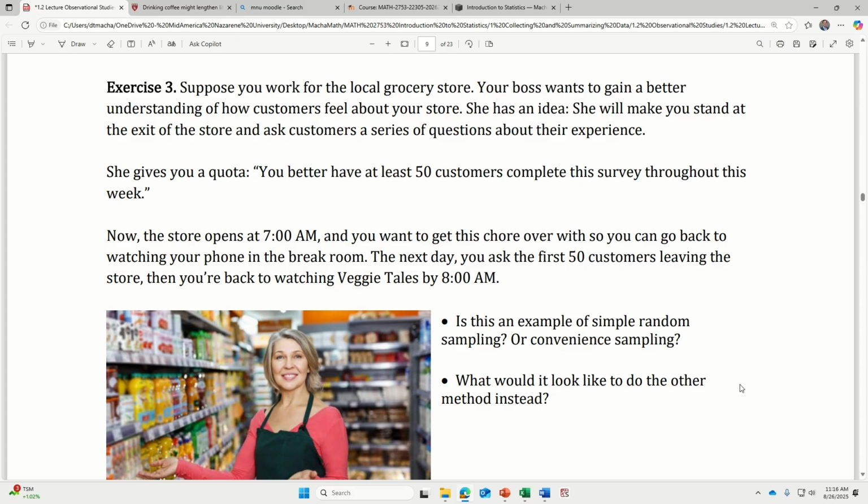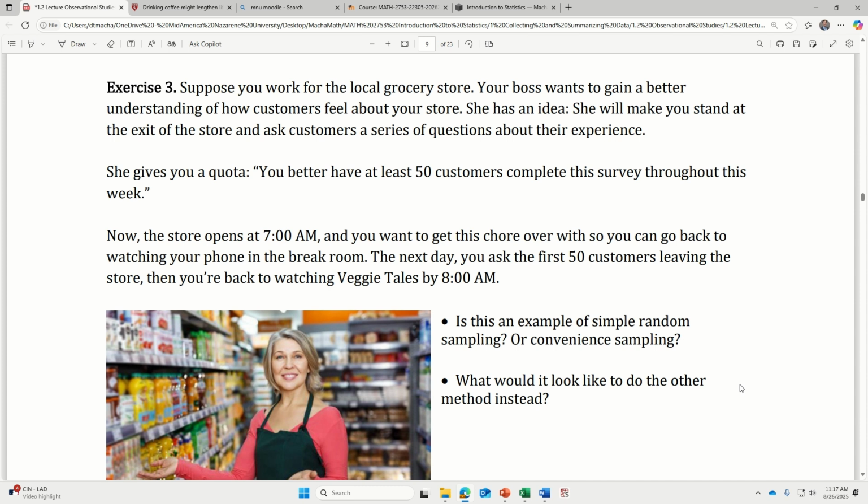What would it look like to do simple random sampling? Simple random sampling would be very difficult in this kind of situation because you would need to construct a frame first before you do simple random sampling. And so a frame might look like trying to get the names and phone numbers of every customer during the course of a week and then making a numbered list. That would be your frame.